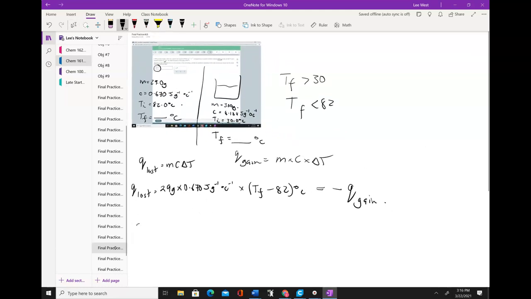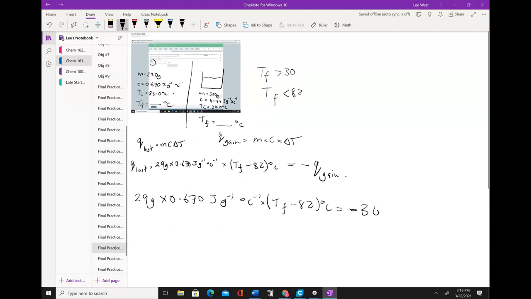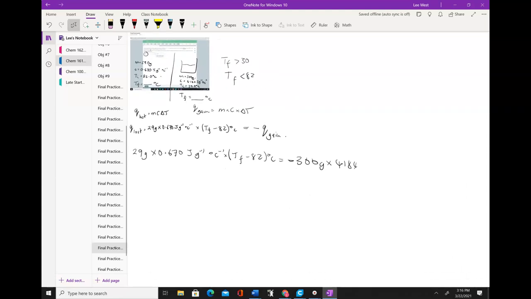So what was lost was the 29 grams times 0.670 joules per gram per degree Celsius times T final minus 82 degrees Celsius, and that is equal to minus the mass of the water, 300 grams, times the heat capacity of the water, 4.184 joules per gram per degree Celsius, times the change in temperature of the water, which is T final minus T initial degrees Celsius.